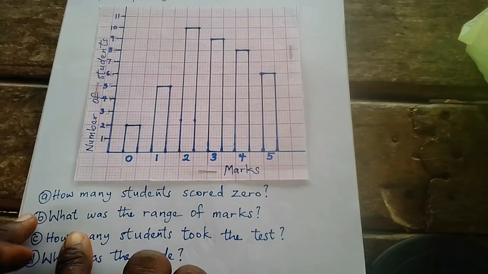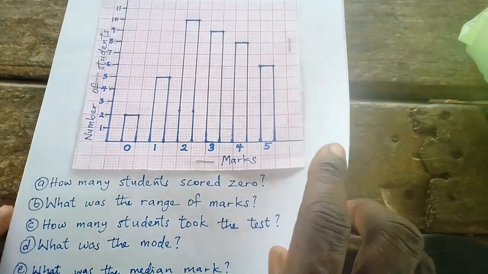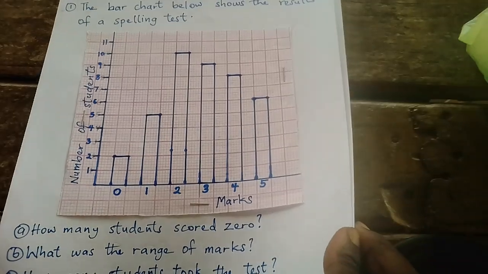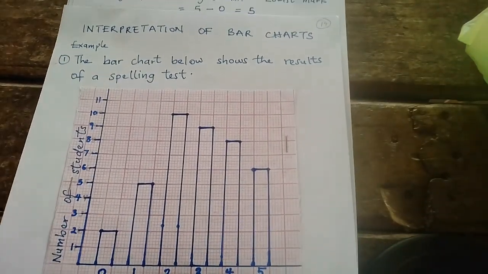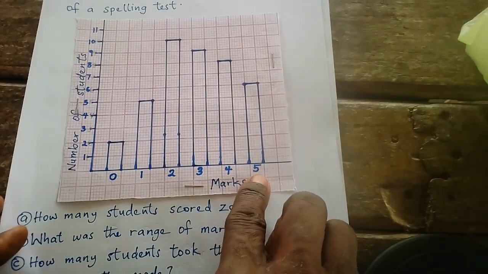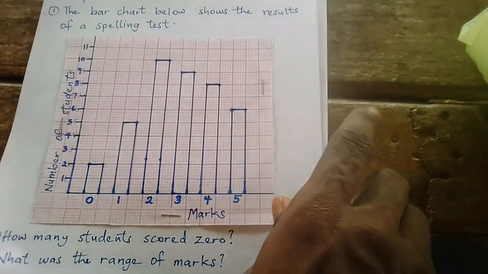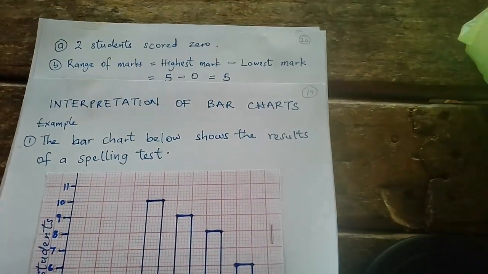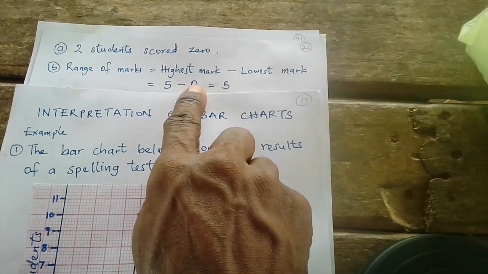Then B, what was the range of marks? When you talk of range, it is the difference between the highest mark minus the lowest mark. Now, the highest mark here is 5. Then the lowest mark here is what? 0. So to look for the range, that means you are having the highest mark minus the lowest mark. 5 minus 0 will give you 5.